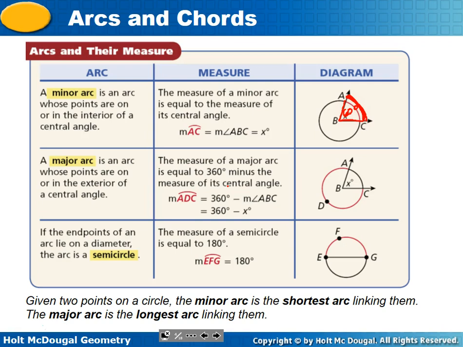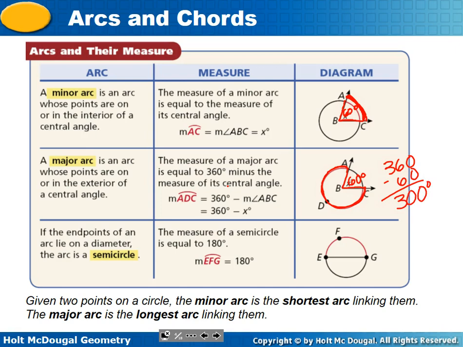So down here with our major arc, it says it's an arc whose points are in the exterior of the central angle. So now we said before that this was 60 degrees. Now the major arc we're going to talk about is right out here. So that's ADC. And I always do these in the order that it's written. So I go from A to D to C. So in this case, if we're looking for the measure of this arc, we know that it's everything but 60 degrees. So we can say 360 minus 60, and that means that this one would be 300 degrees.